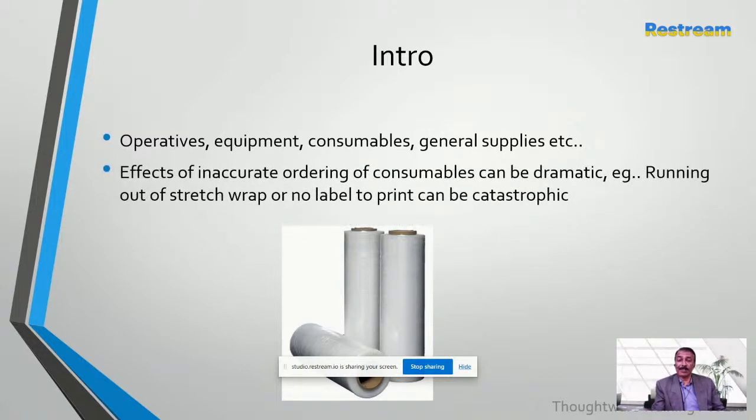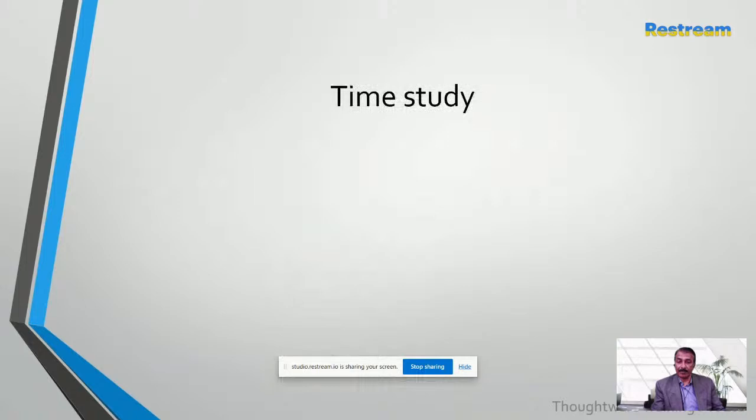Of course, you know the effects of inaccurate ordering of consumables can be dramatic. For example, running out of stretch wrap or no label to print can be catastrophic. Imagine all the product is ready, it is picked, but some packaging material is not available. It is going to disturb the entire supply chain process, and in fact, we are going to leave our customer in big trouble.